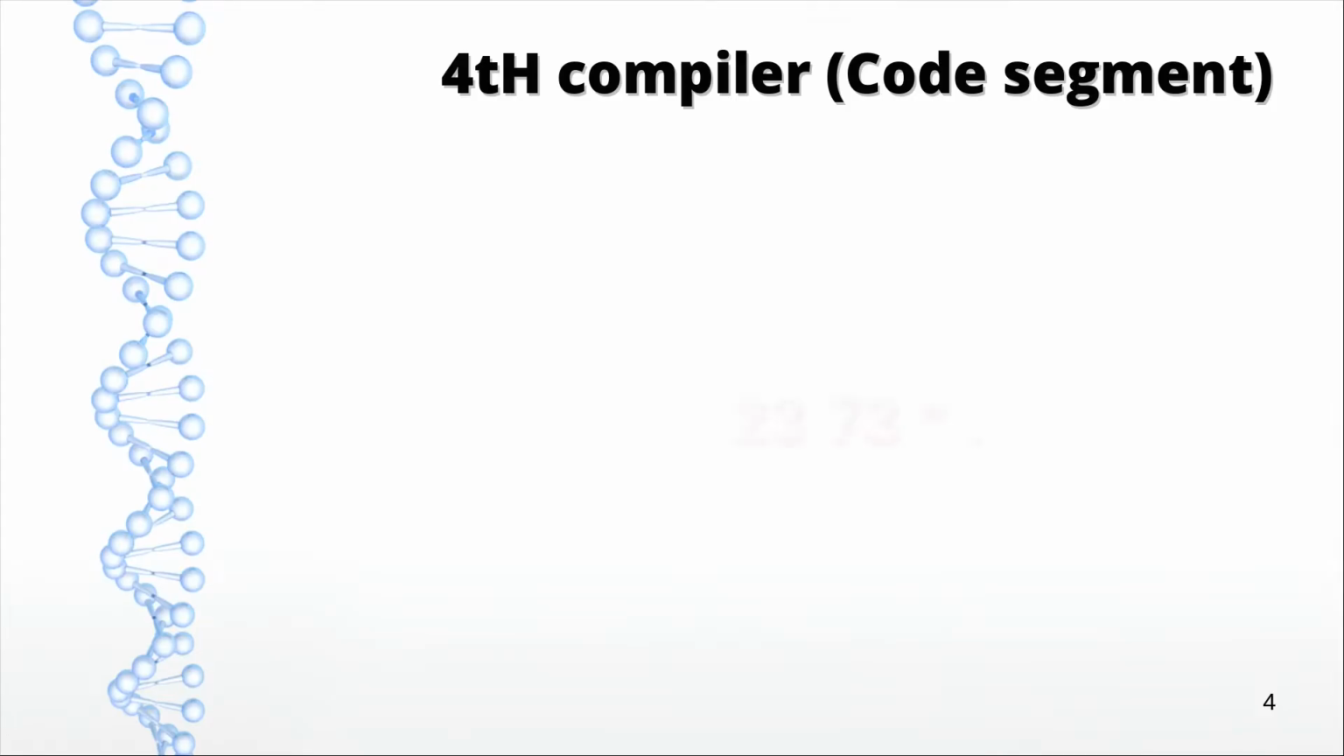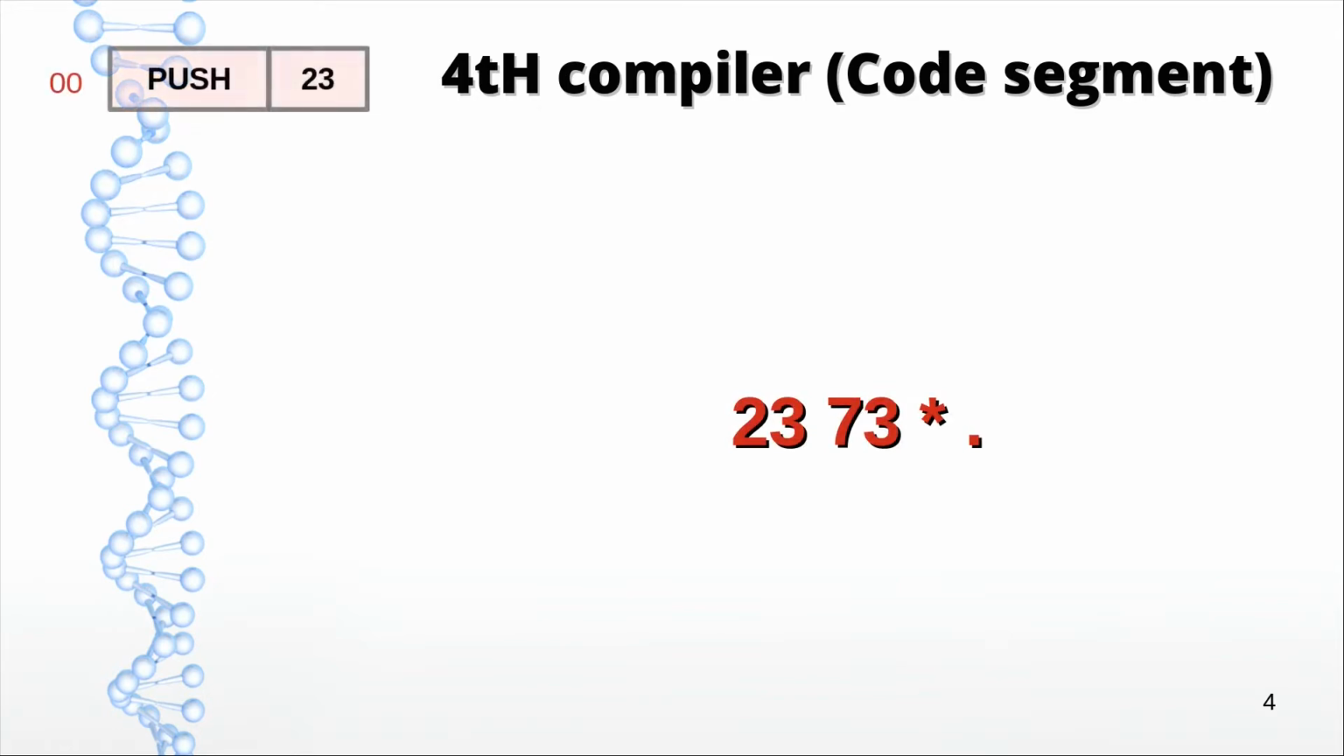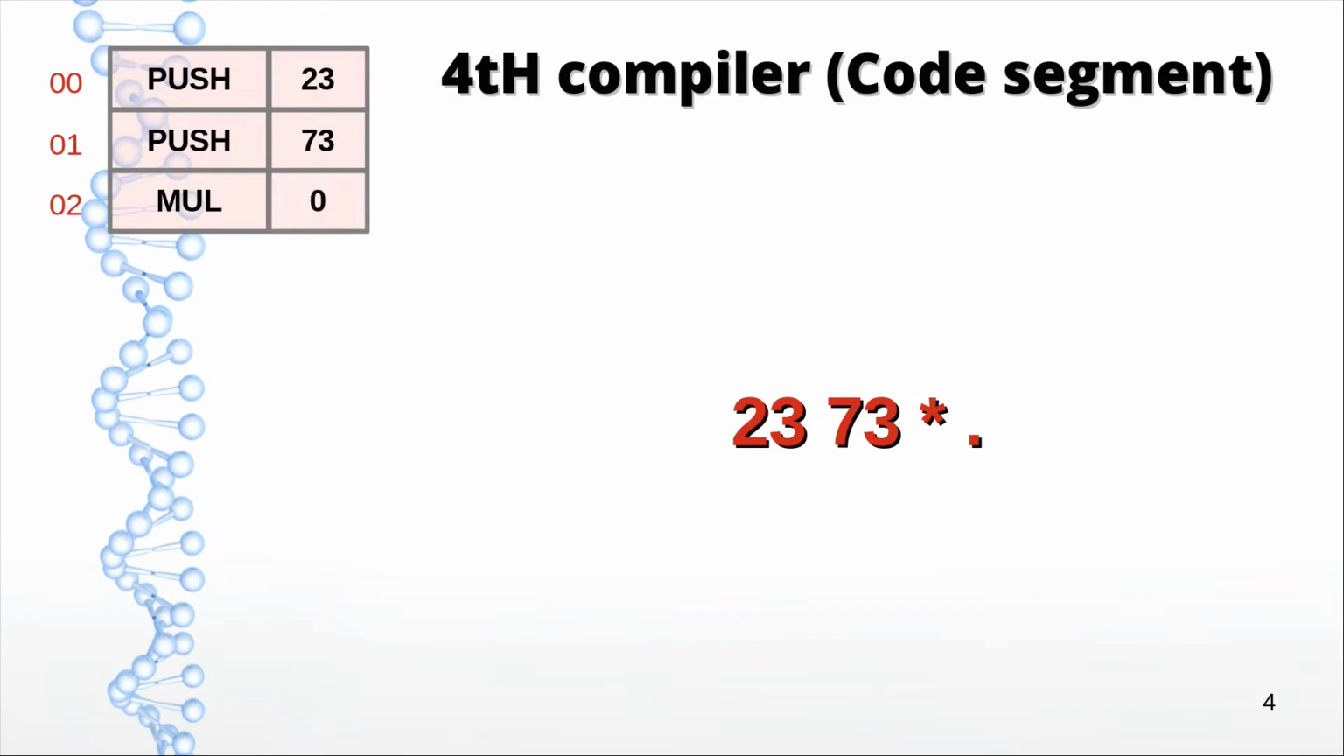So when we compile 23 73 star dot, the first instruction compiled pushes 23 on the stack. The second pushes 73 on the stack. The third contains the mul operator, but that doesn't strictly require an operand. So we put in a 0. We could have put in any other number without consequence, but 0 is fine. Dot doesn't require an operand either, so we use 0 as a filler. And there you have it. That's what 4tH code looks like.